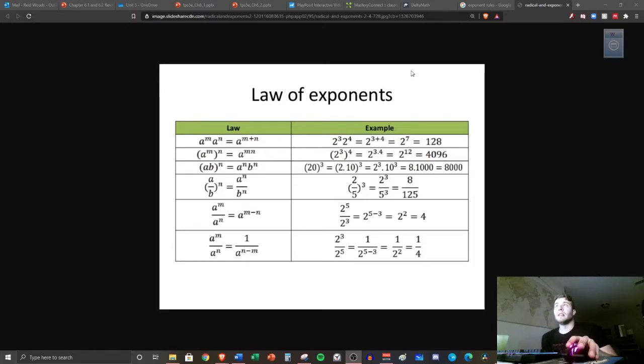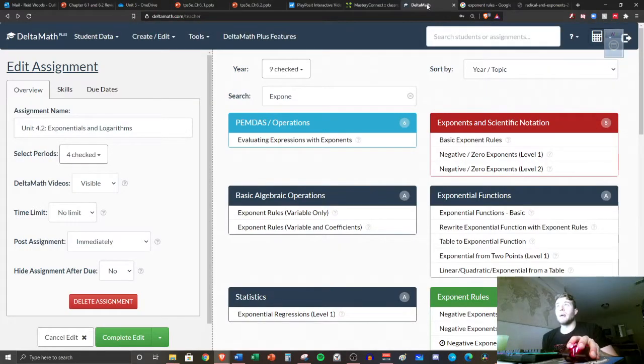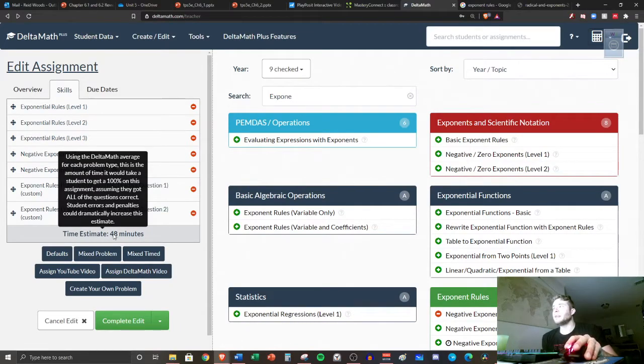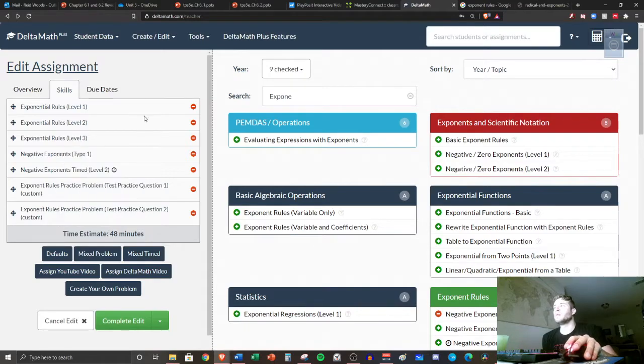Okay, let's talk about the Delta Math. We know that this is going to be over exponent rules, so it's called exponentials and logarithms. We'll have to introduce a logarithm. That'll probably be a lesson later, maybe a few lessons down the road. Maybe the next one. I think so. But so far, these are the skills that I have. Delta Math now gives me a time estimate, how much time it would take you to do what I have on here. It says 48 minutes.